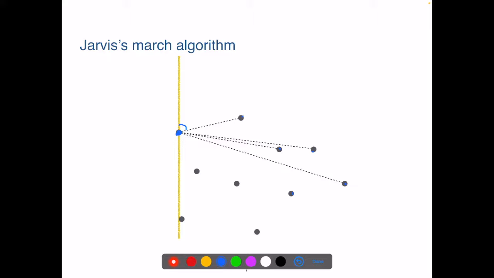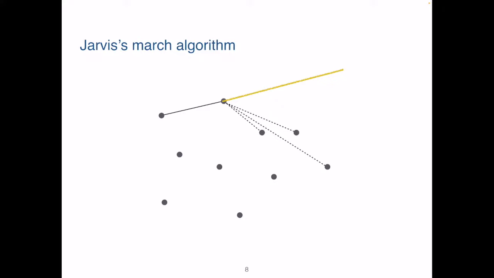So we check the angle of this line, the angle of this one, next one, next one. So we need to actually check all the lines that connect the leftmost point with all the other points in the set. So it will be easy for us to tell that this line has the smallest angle. It's the closest to the yellow vertical line. So we know this point will be the next one on the ConvexHull.